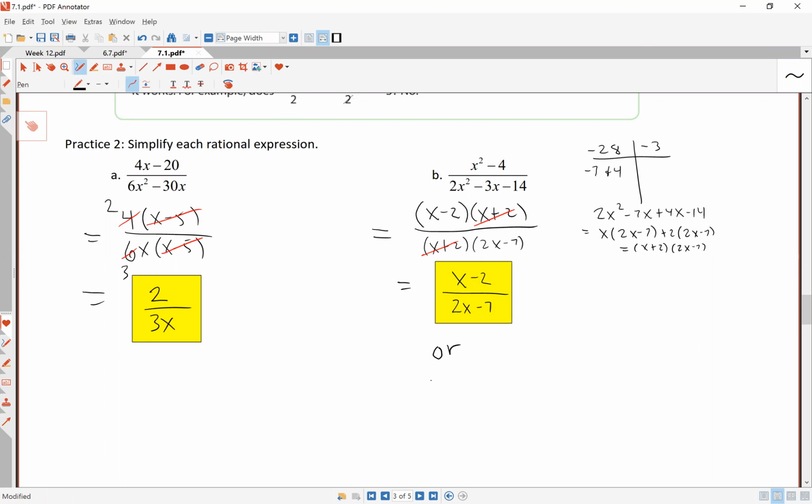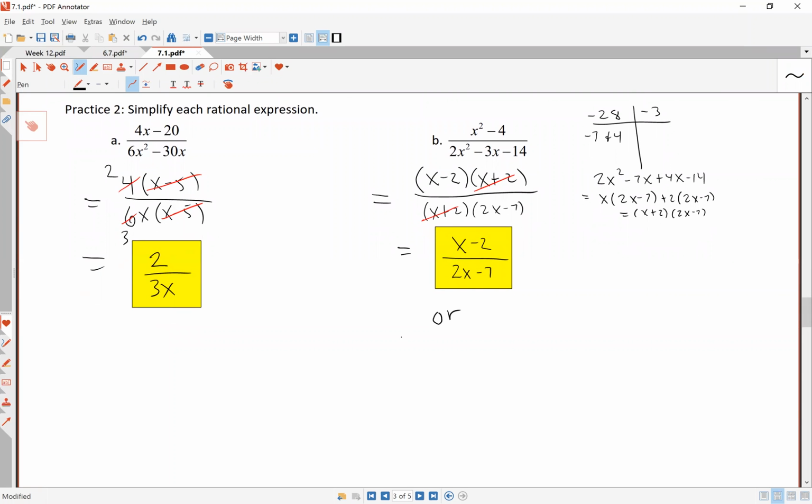Now the other way I like to show you guys is this. The only way this will simplify is if the denominator has one of these two as a factor. If it doesn't, then this will be the final answer. And so we just say, well, is there any way that an x and a 2 could be a factor of this 2x squared minus 3x minus 14? Well, if that's the case, to get 2x squared, that's going to have to be a 2x. To get negative 14, that's going to have to be a 7.